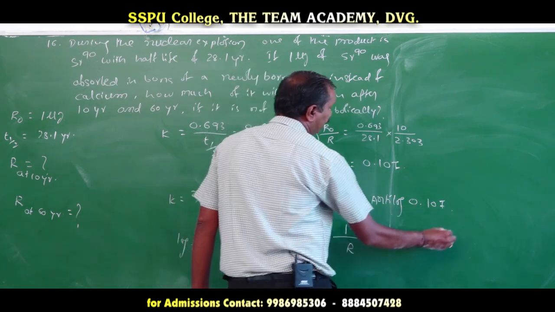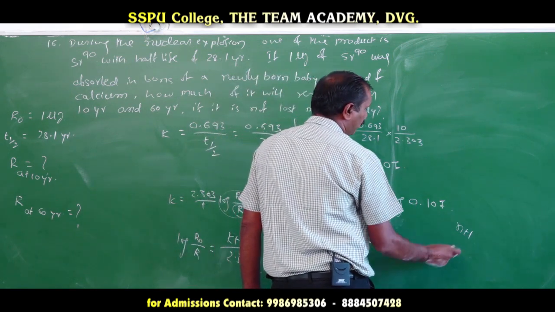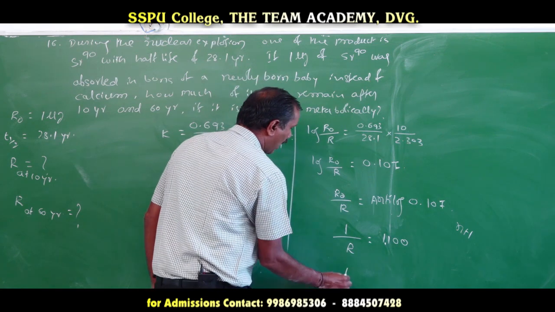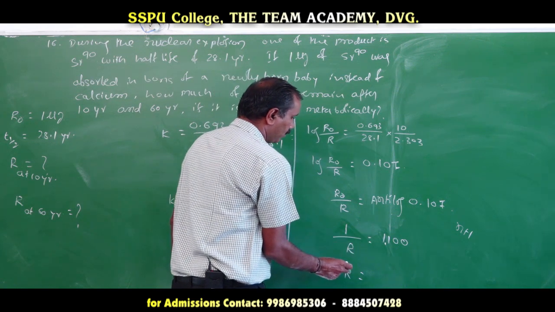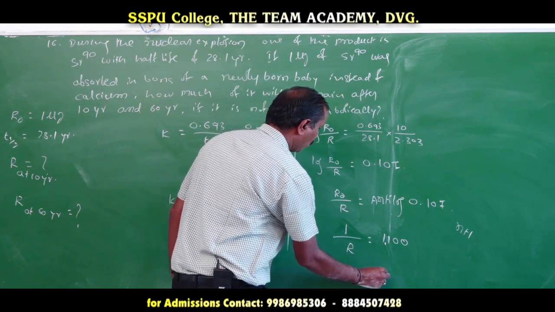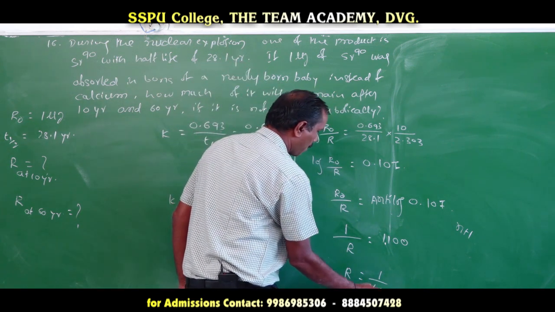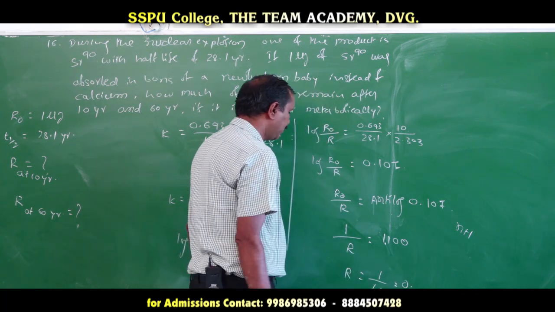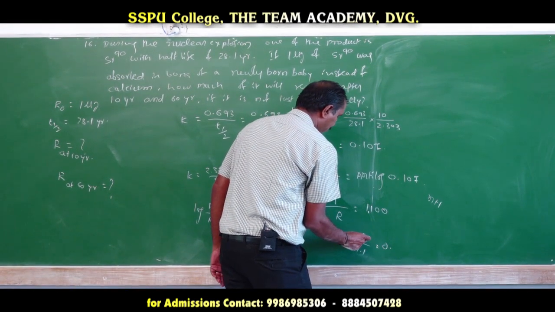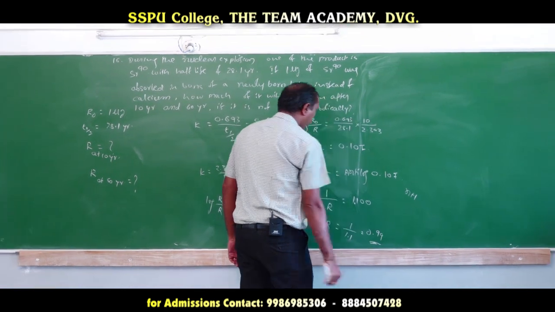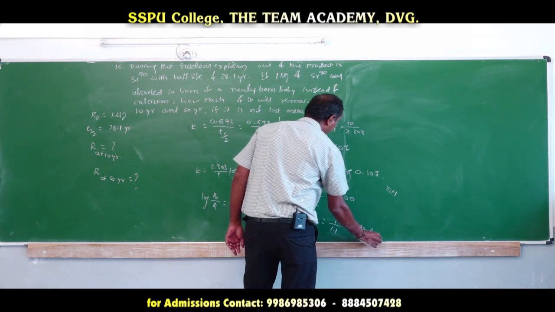So by the n plus 1 rule, 0 plus 1 is 1, so 1.1. So R, what we obtained, equals 1 divided by 1.1, which is nearly 0.99 something. This is the left-over concentration in micrograms.